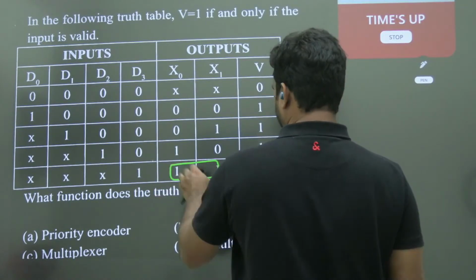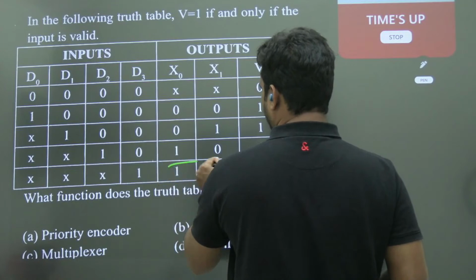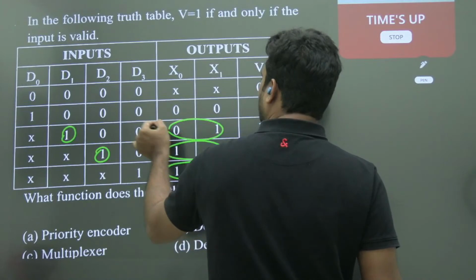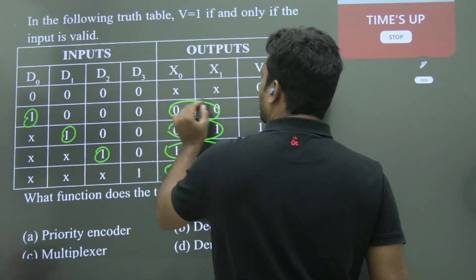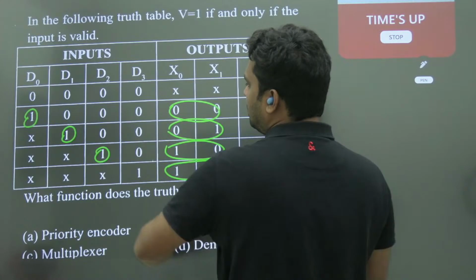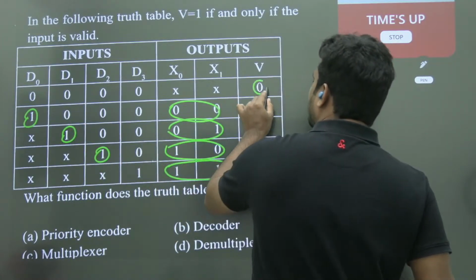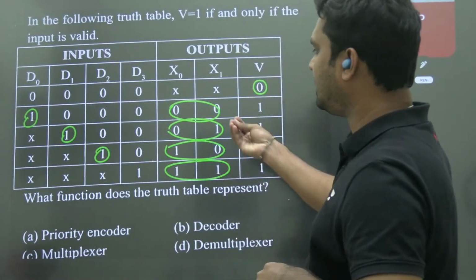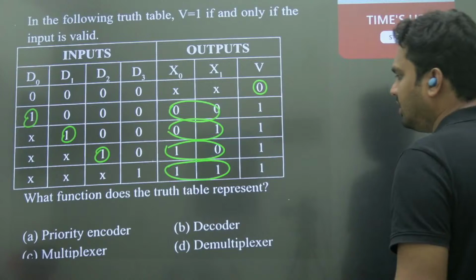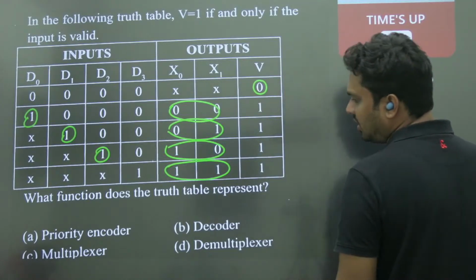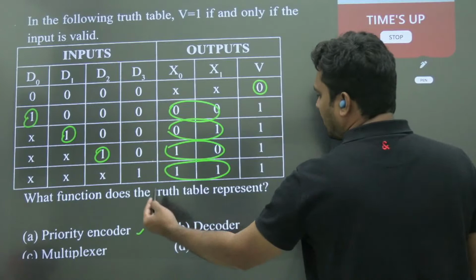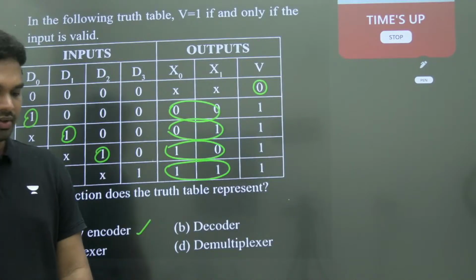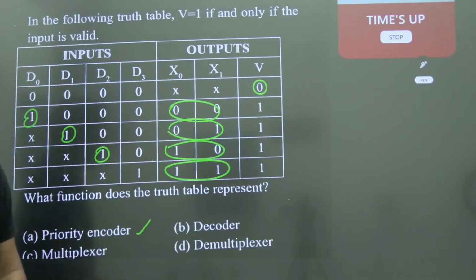And when D2 is 1, you get 1, 0. When these two are not present, you get 0, 1. When all of them are not present, you get 0, 0. Whenever no input is applied, valid is equal to 0. And this V is telling you whether your input is a valid input or not. At least one input must be one. That is the meaning of a valid input. So what is the function of this truth table? It is nothing but a priority encoder. Out of all the inputs, whichever has the highest priority will be given in the output.